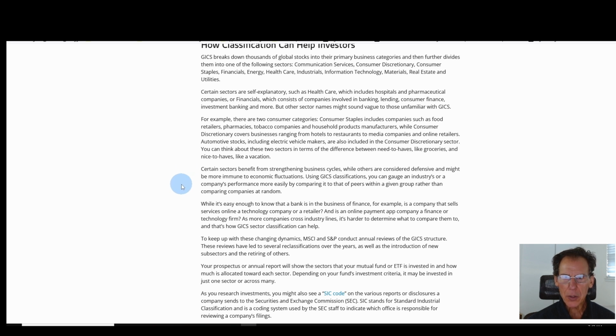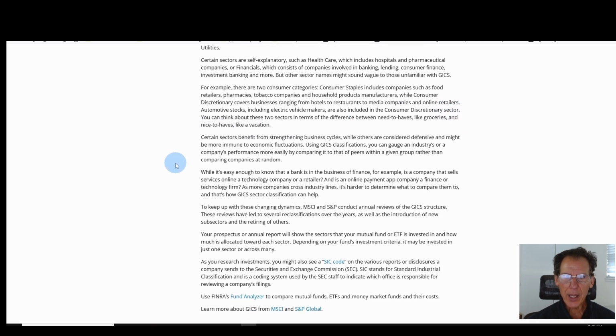For example, there are two consumer categories. Consumer staples includes companies such as food retailers, pharmacies, tobacco companies, and household product manufacturers. That's why I said there's 11 up here, but there are subcategories. While consumer discretionary covers businesses ranging from hotels to restaurants to media companies and online retailers. Automotive stocks, including electric vehicle makers, are also included in the consumer discretionary sector. You can think about these two sectors in terms of their differences between need to have, like groceries, and nice to have, like vacations: non-discretionary and discretionary expenses.